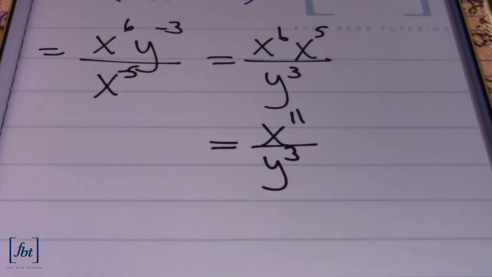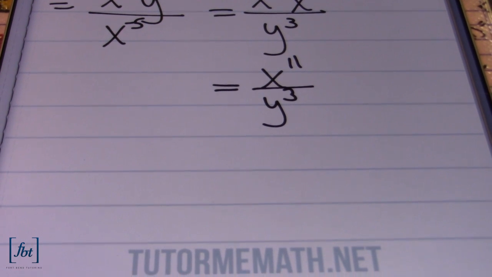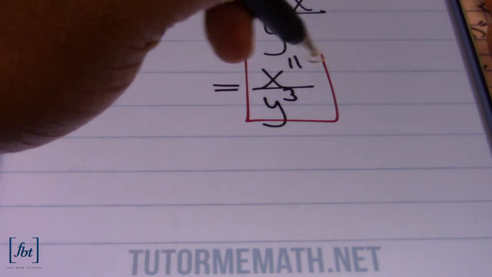Oh, you don't see it? Let me give you a better view. Here you have it. x to the 11th power divided by y cubed, red boxing it.